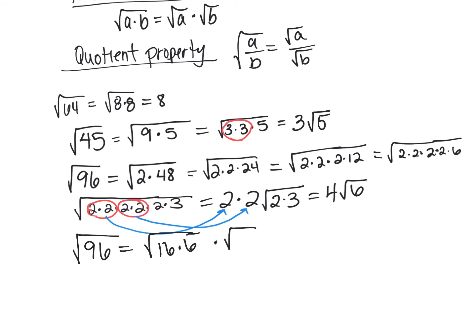The square root of 16 is 4 times 4, right? You can write them separate or you can write them together, which is then just 4 square root 6.